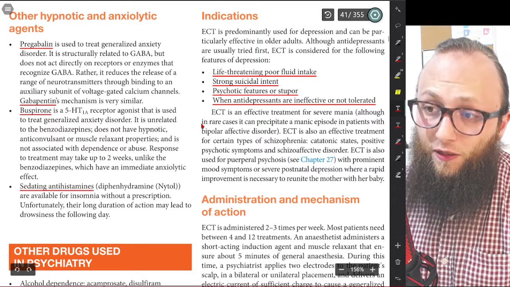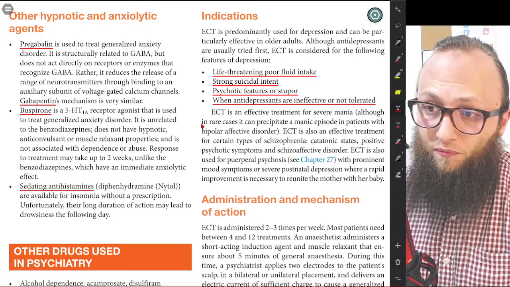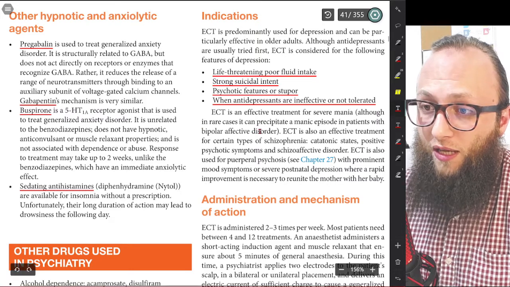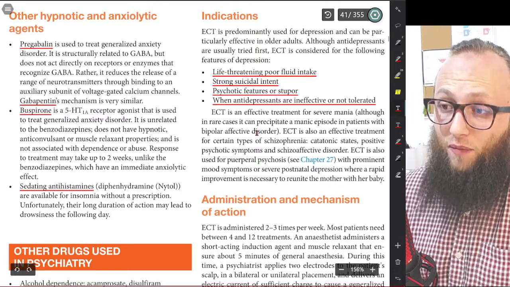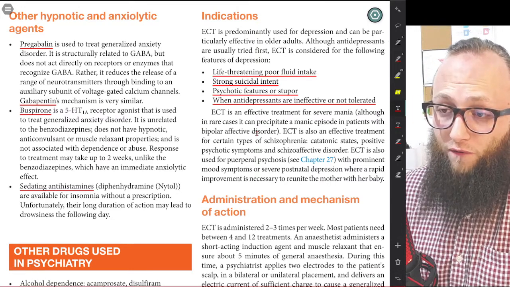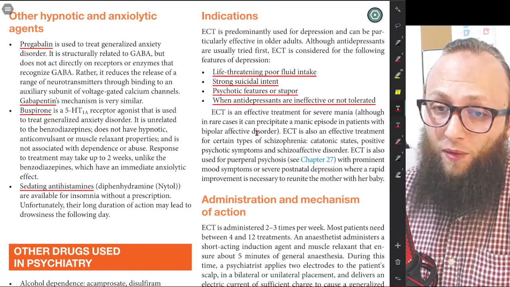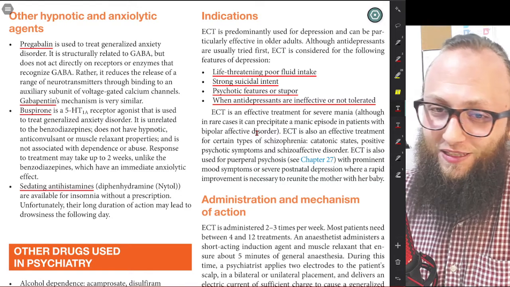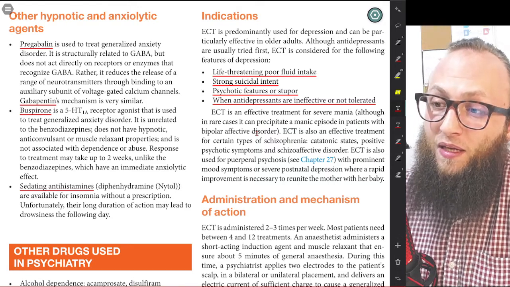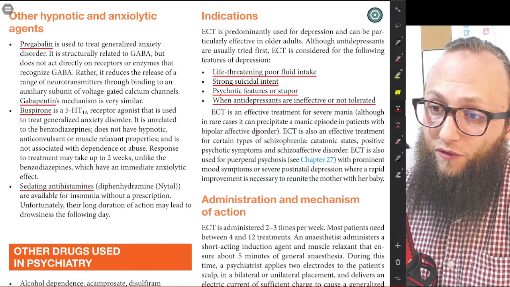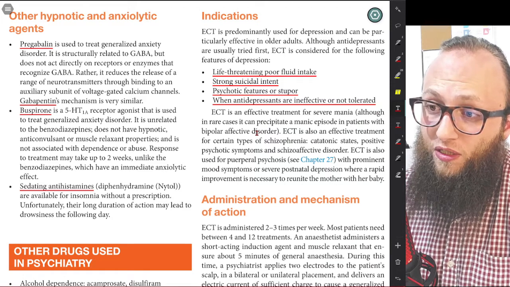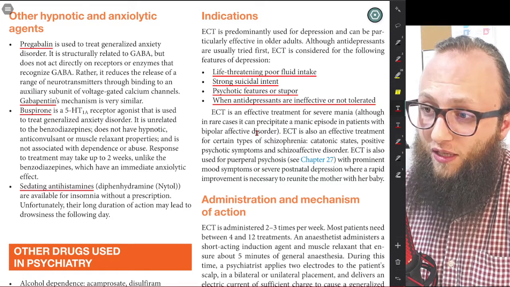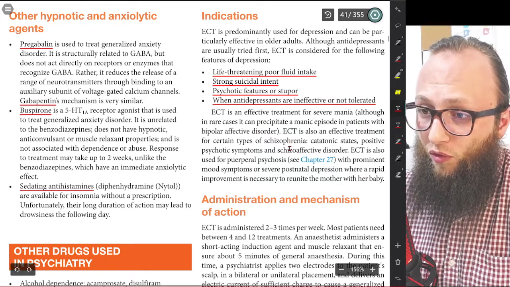ECT is an effective treatment for severe mania, although in rare cases it can precipitate manic episodes in patients with bipolar affective disorder. Bipolar affective disorder in DSM-5 is bipolar 1 disorder, you know. This is ICD. ECT is also an effective treatment for certain types of schizophrenia, catatonic states, positive psychotic symptoms, and schizoaffective disorder.